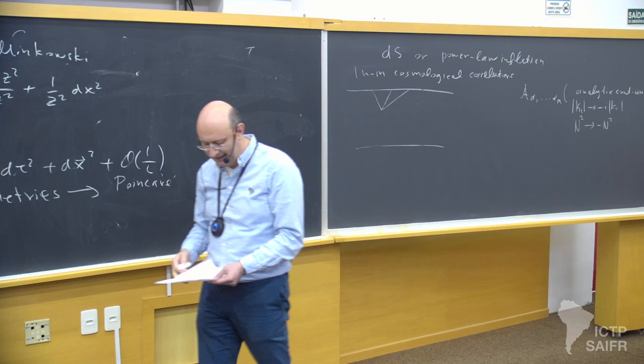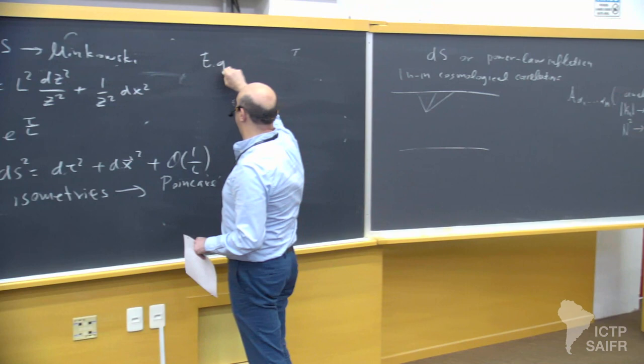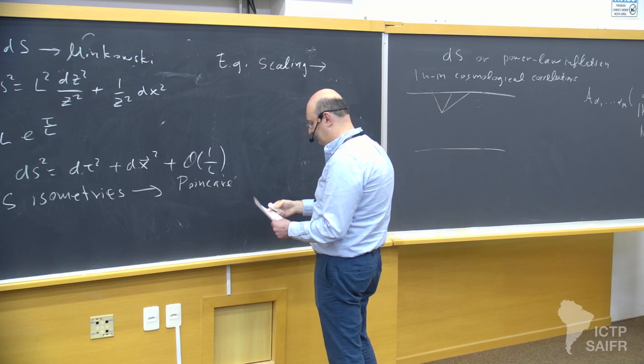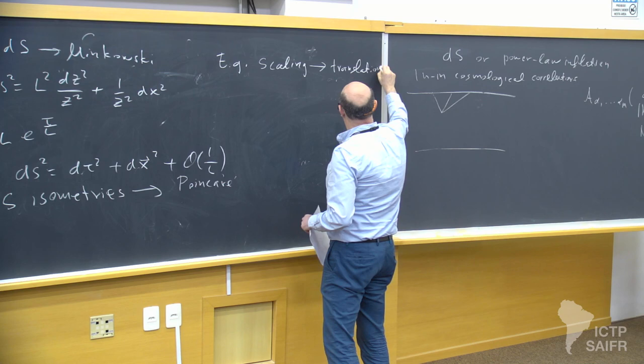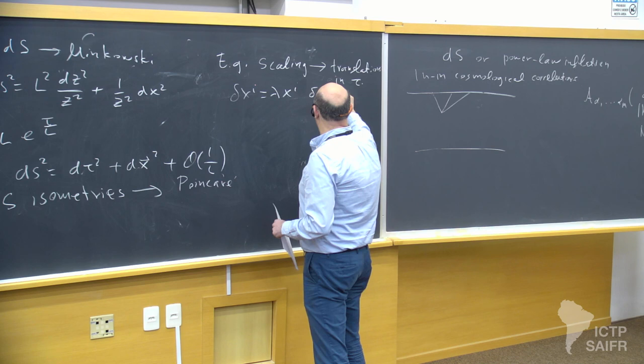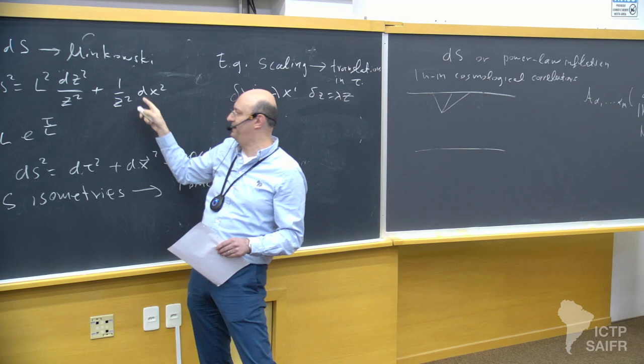I'm just going to give you one example. The paper is going to contain all of them. For instance, the scaling transformation in AdS gives rise to translations in the tau variable. So scaling in AdS is this, and you can see also by inspection that this leaves this metric invariant.